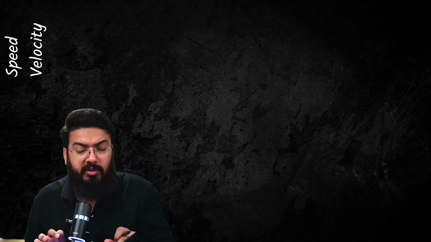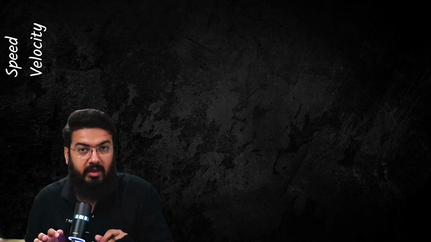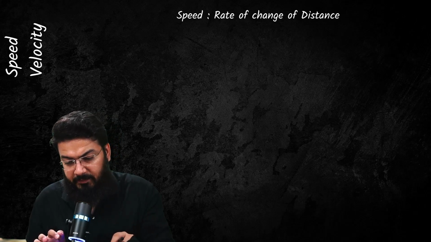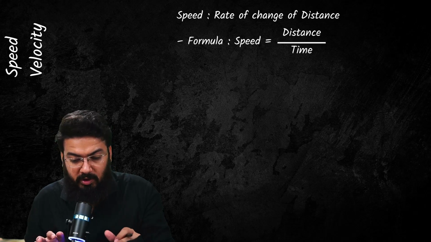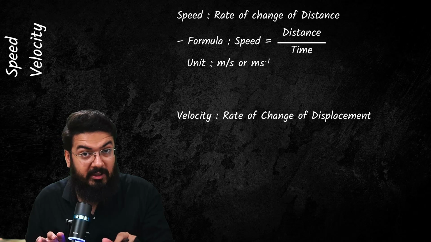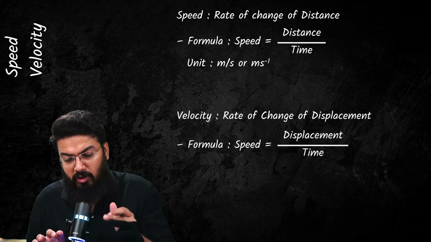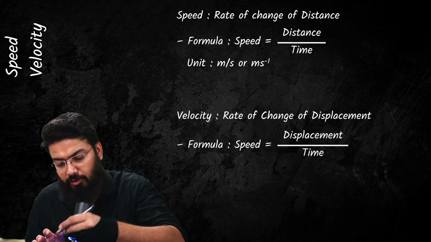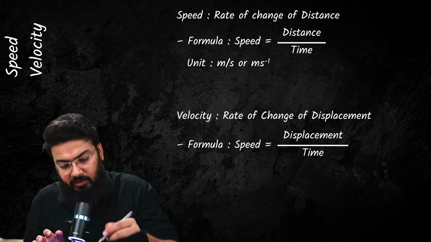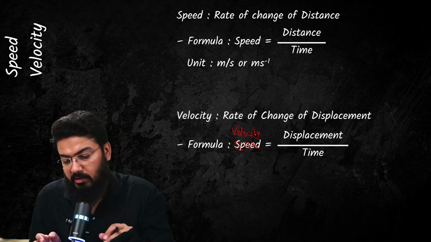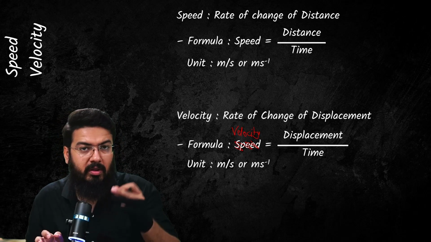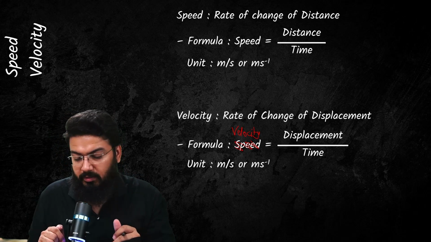Another couple of quantities which you can use to describe the motion of an object are speed and velocity. Now speed is what? It's the rate of change of distance. What's velocity? Well, velocity is the rate of change of displacement. So that's something that you need to remember. The formulas are the same. Speed is distance over time, while velocity is displacement over time. The unit for both speed and velocity is meters per second.